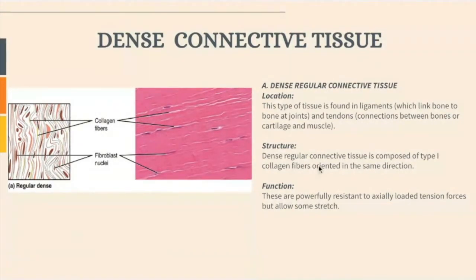Dense regular connective tissue is composed of type 1 collagen fibers. Collagen fibers have different types. In dense regular connective tissue, it is the type 1 collagen fibers that you can see oriented in the same direction here. So it functions to powerfully resist axial loaded tension force, but allows some stretch.